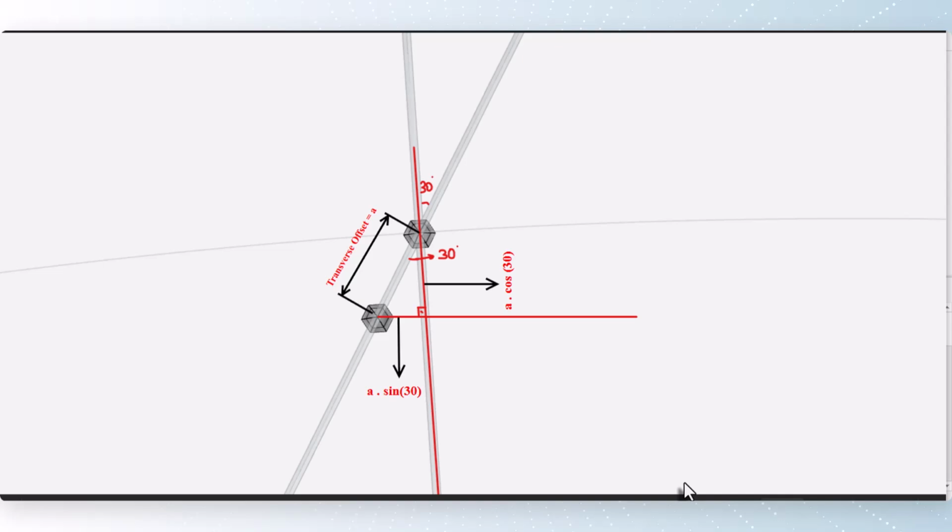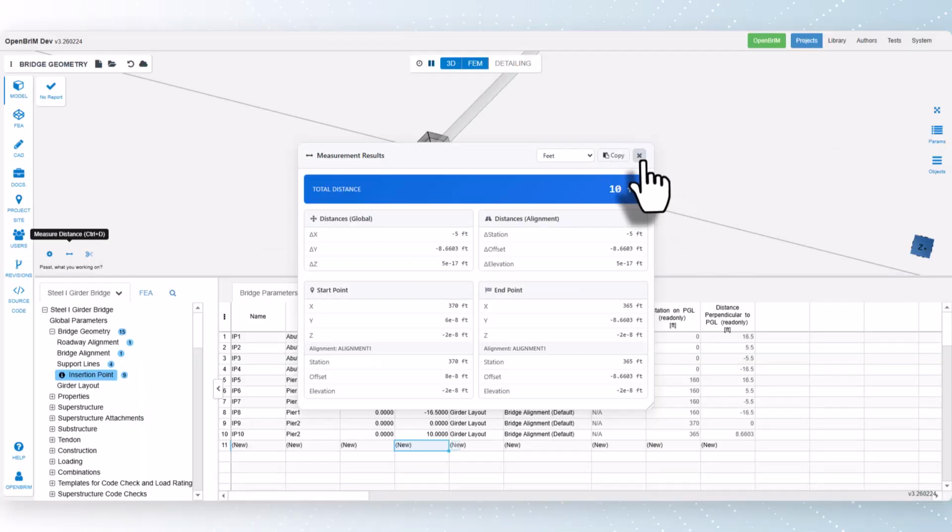The same interface shows an offset difference of 8.6603 feet. This value is calculated by multiplying the transverse offset value of 10 feet by the cosine of 30 degrees. Close the measurement results screen.